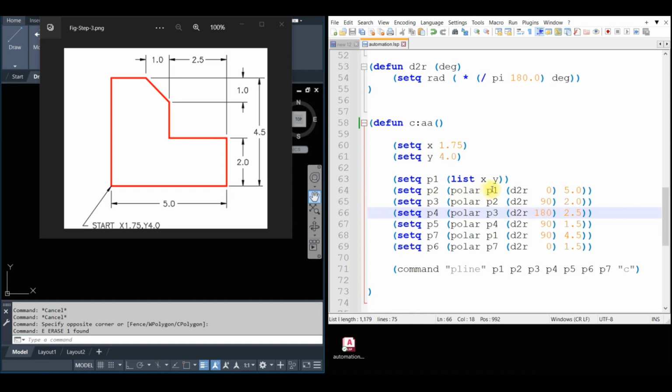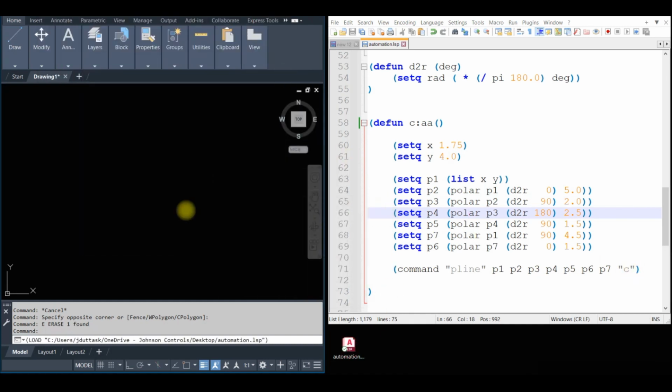With respect to P1, you calculate another point P2 here, which is at distance 5 and angle 0. Similarly, from P2, you can calculate P3 at distance 2 and degree 90, and these degrees have to be converted to radians using this function. This polar function gives you the newly calculated points. That way you calculate all the points and then you just give the pline command, pass all these points, and finally close it to get the closed polyline.